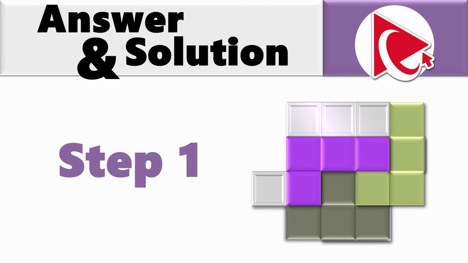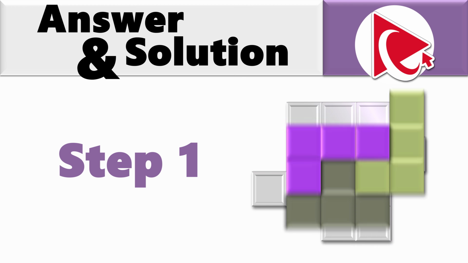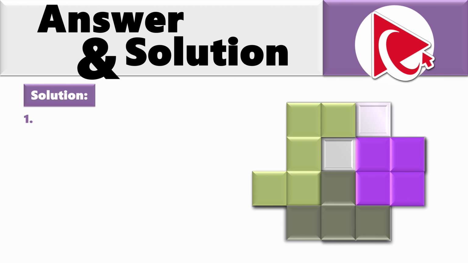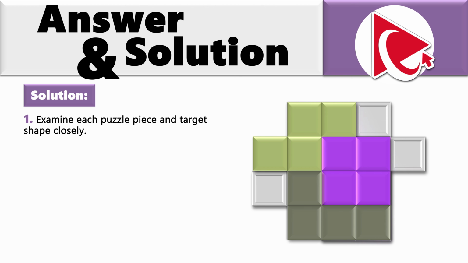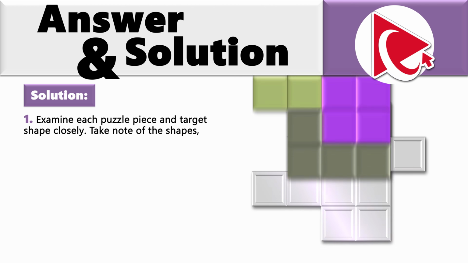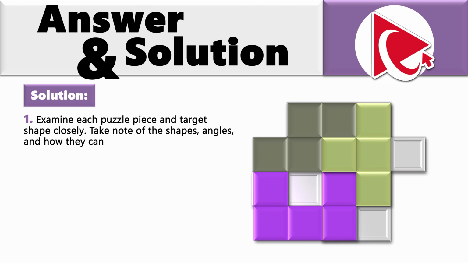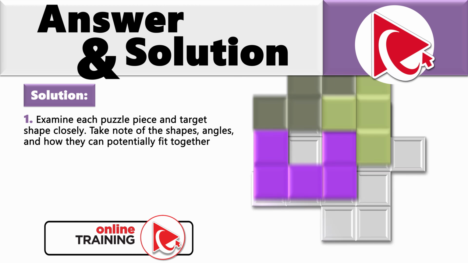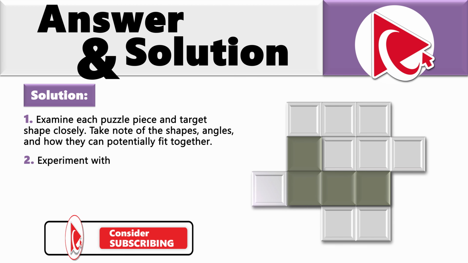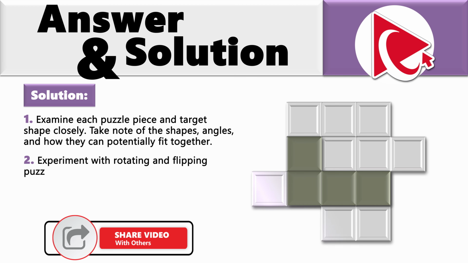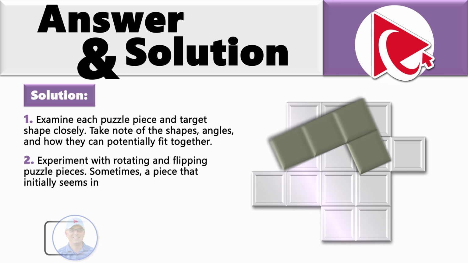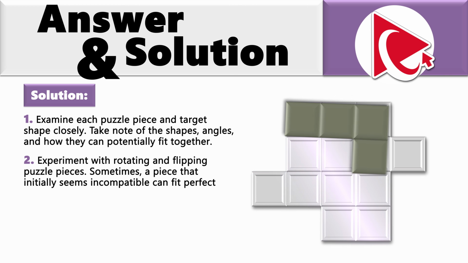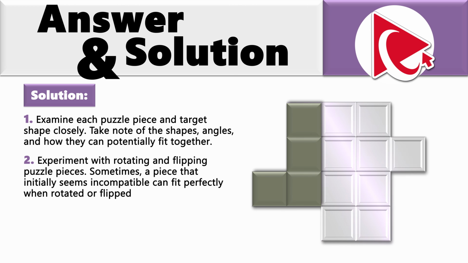Step 1. In this problem, we have a target shape and we have 3 puzzle pieces for each answer. In step 1, we need to examine each puzzle piece and target shape very closely. Make sure you take note of all the shapes, angles, and how they can potentially fit together. In step 2, you need to experiment with rotating and flipping puzzle pieces. Sometimes, a piece that initially seemed incompatible can fit perfectly when you rotate it or when you flip it.